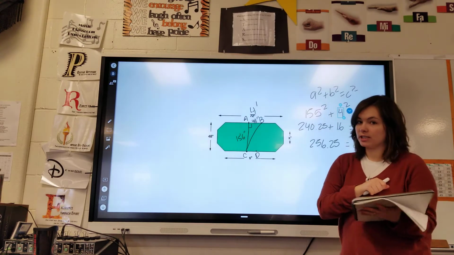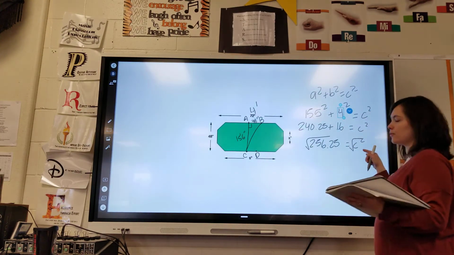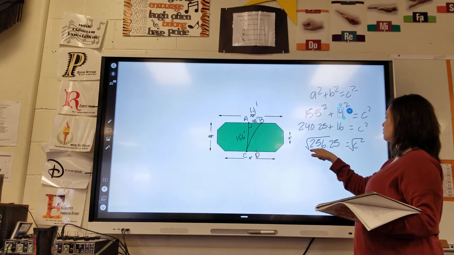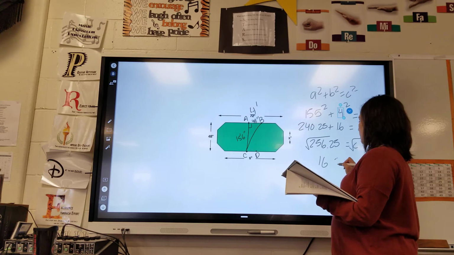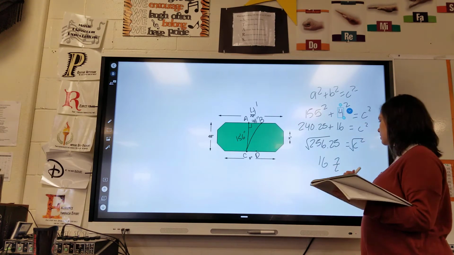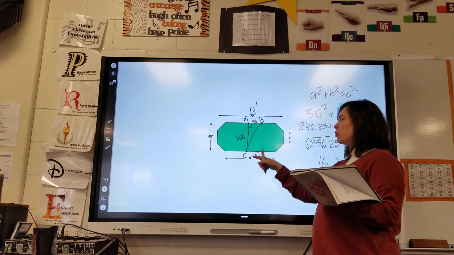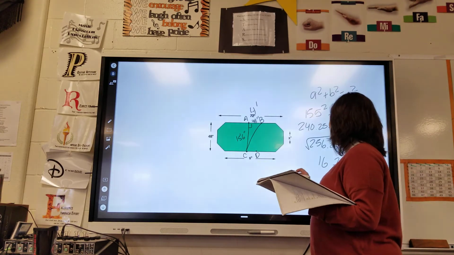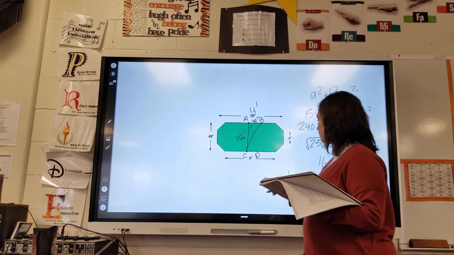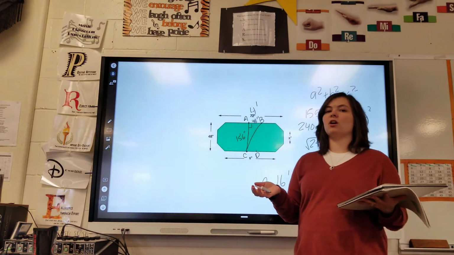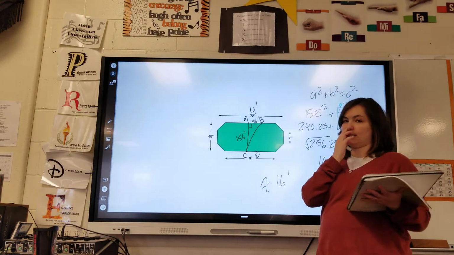What do we do to solve for C? Square root both sides. When we square root this side, remember the square cancels out, and the square root of this becomes approximately, not quite, but approximately 16. So the length of the support beam that they need from B to C is 16 feet approximately. Okay, so that's how you would solve in real life using the Pythagorean theorem, something that you may need.